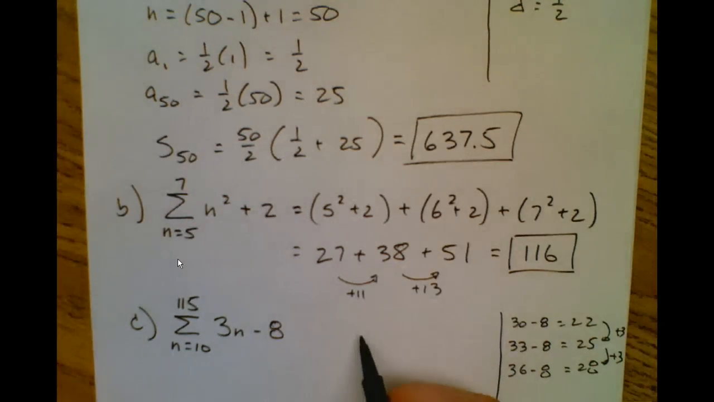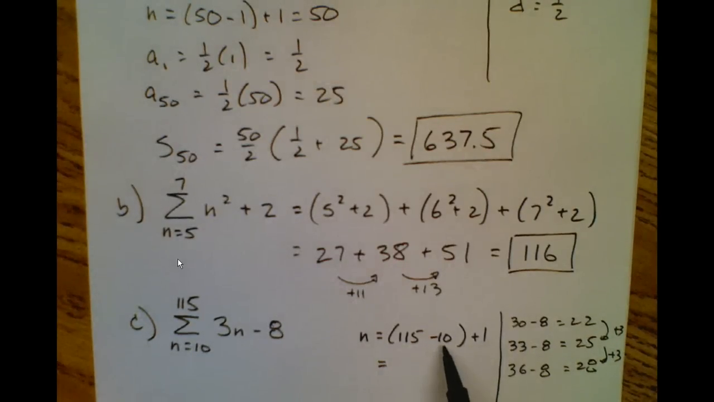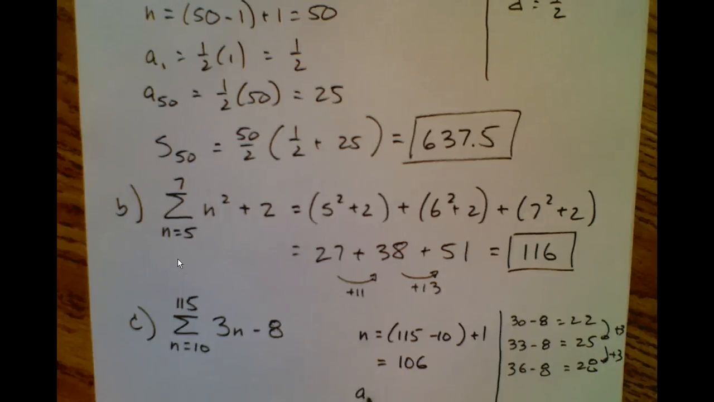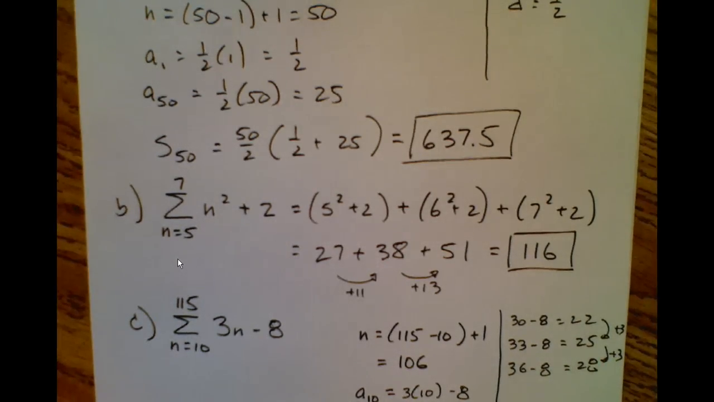Alright, so I need the number of terms, so n is going to be 115 minus 10 plus 1. So that's 105 plus 1 is 106. And I need my first term, which is really a sub 10 in this case, because the first term is going to be plugging in 10. So that's going to be 3 times 10 minus 8. So that's going to give me 22. And I need my last term, so that's a sub 115, so that's 3 times 115 minus 8, and that is going to be 337.